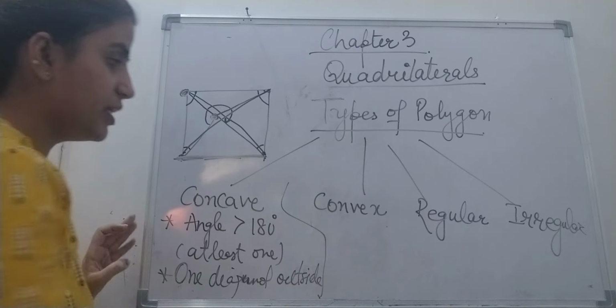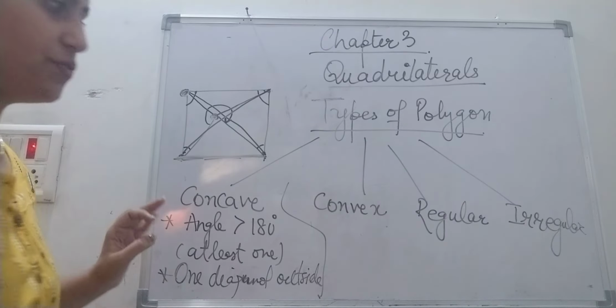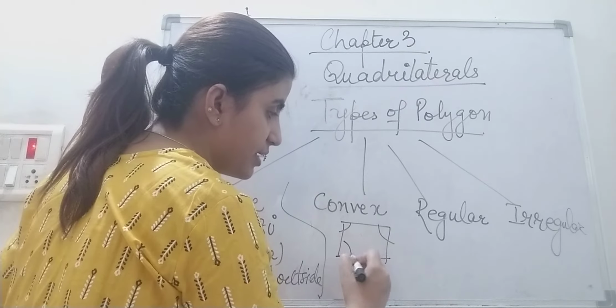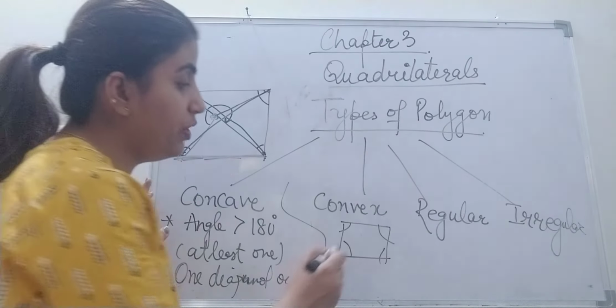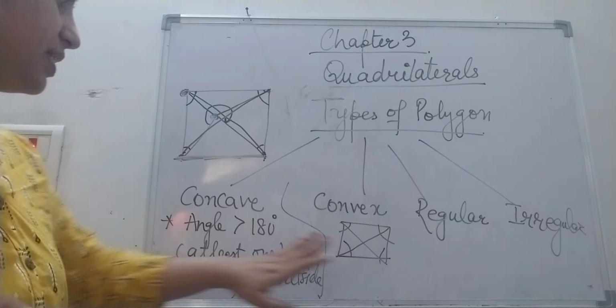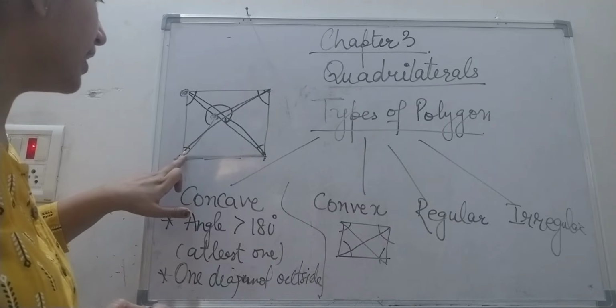Now opposite for the concave. Concave figures are those figures which have all the angles less than 180, and we don't have any diagonals outside the figure. Clear about the convex and concave? Concave: at least one diagonal outside the figure.